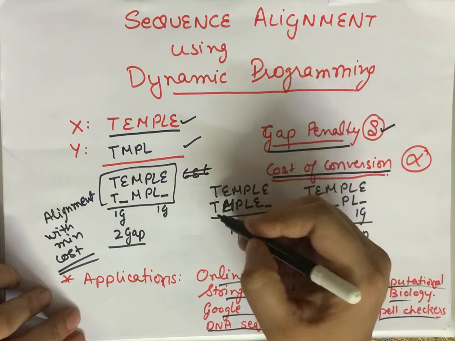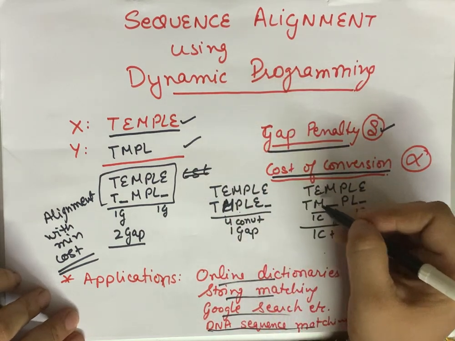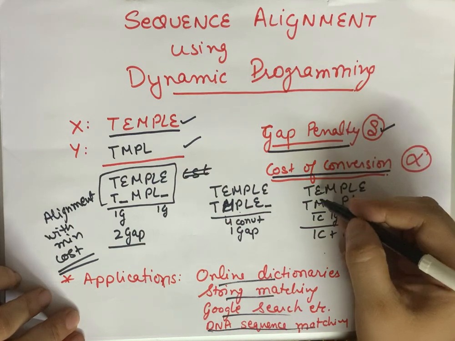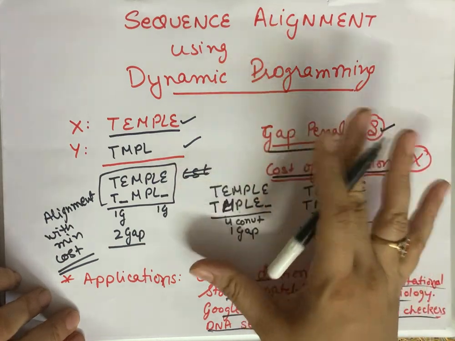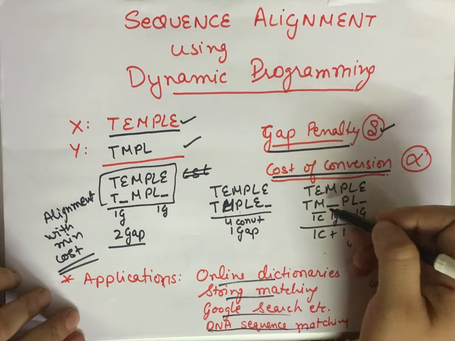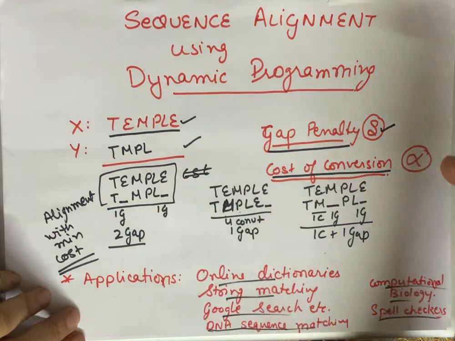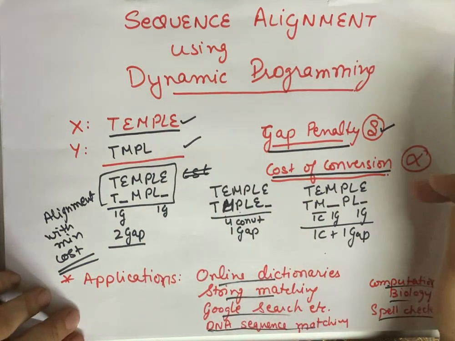Cost of conversion means not a gap, but converting E to M, M to P, for that matter E to M. So when two alphabets in a string are not matching and still we are writing them in the alignment, that means we have paid the cost of conversion. So only two costs are involved. One is a gap penalty and another is the cost of conversion.